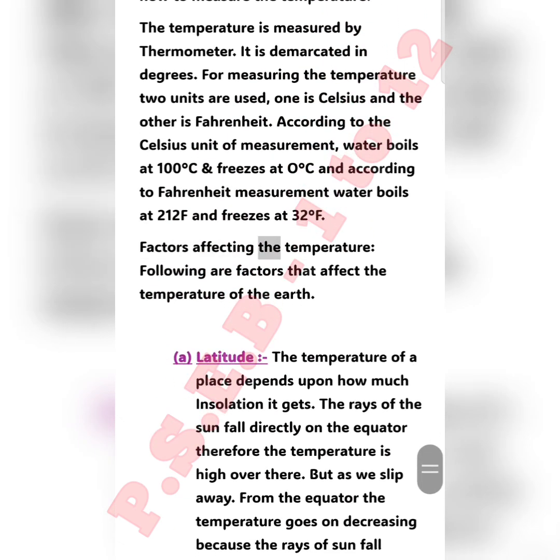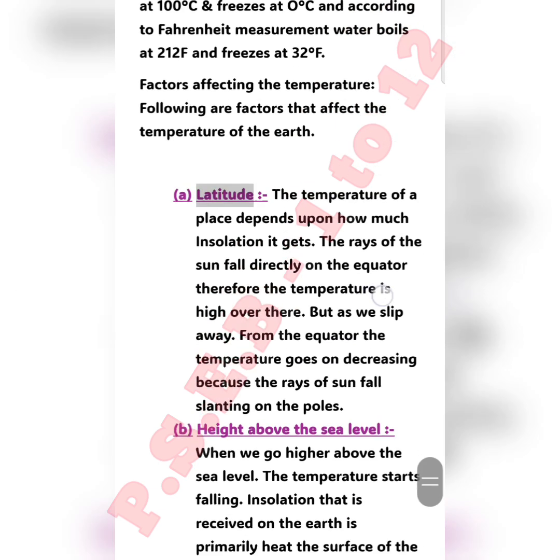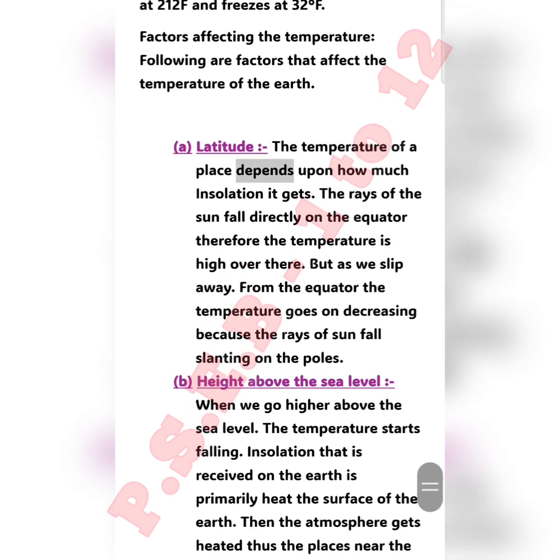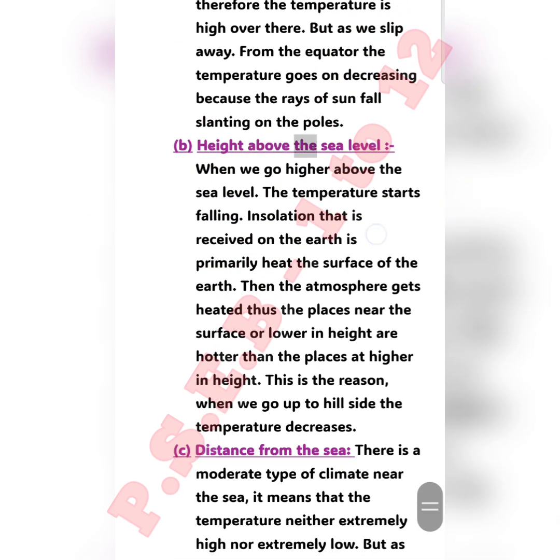Factors affecting the temperature. Following are the factors that affect the temperature of the Earth. Latitude. The temperature of a place depends upon how much insolation it gets. The rays of the sun fall directly on the equator, therefore the temperature is high there. But as we move away from the equator, the temperature goes on decreasing because the rays of the sun fall slanting on the poles.